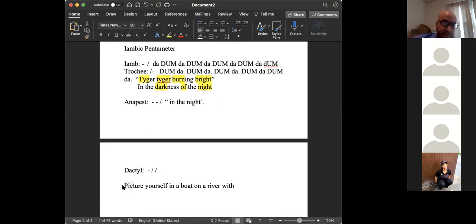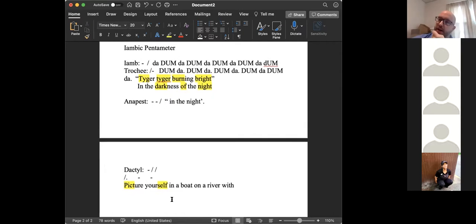But so, picture is two syllables, right? Picture yourself. So this first part of this is a dactyl. "Pic", we have our stress here, our unstress, and our unstress. That foot is a dactyl. Like I said, these don't show up as much as the other three, but they do sometimes show up.